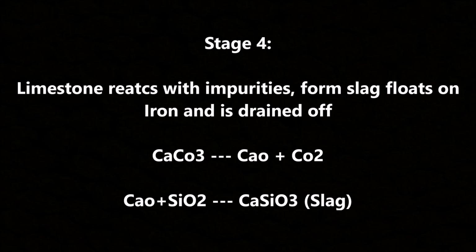And then in stage 4, your limestone will react with your impurities to form slag, which will float on top of the iron and will be drained off. CaCO3 will give you CaO plus CO2, and CaO plus SiO2 gives you CaSiO3, and this is your slag.